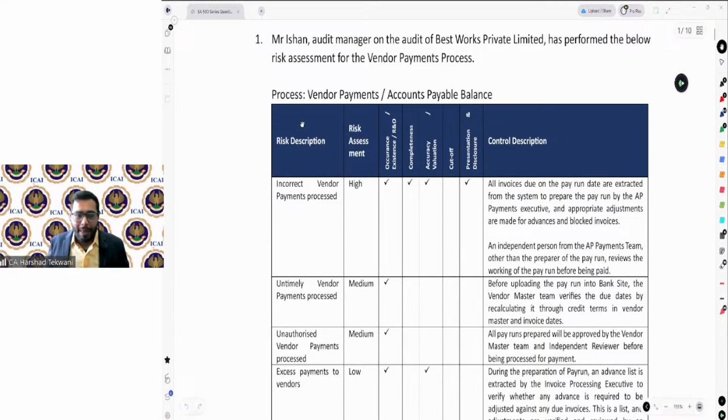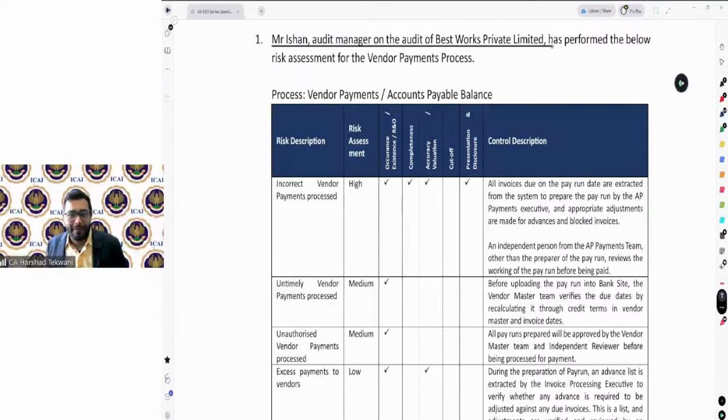What I'm going to do is first cover a good question, a kind of case study. Based on that question, we will deep dive into the concepts of various standards. So first, Mr. Ishan, audit manager on the audit of Best Works Private Limited, has performed the below risk assessment for the vendor payment process.